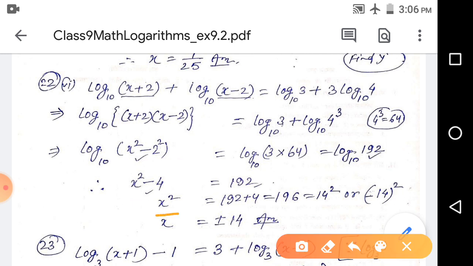See, x square equals 192 plus 4, which is 196. Then you can directly see that for this we can write 14 to the power 2. It may be plus 14 square, or it may be minus 14 square, because if it is minus 14 square, then again the answer will be the same, that is 196. So finally x has two values, plus 14 or minus 14. In your answer only 14 is given, so that means 14 is the answer.